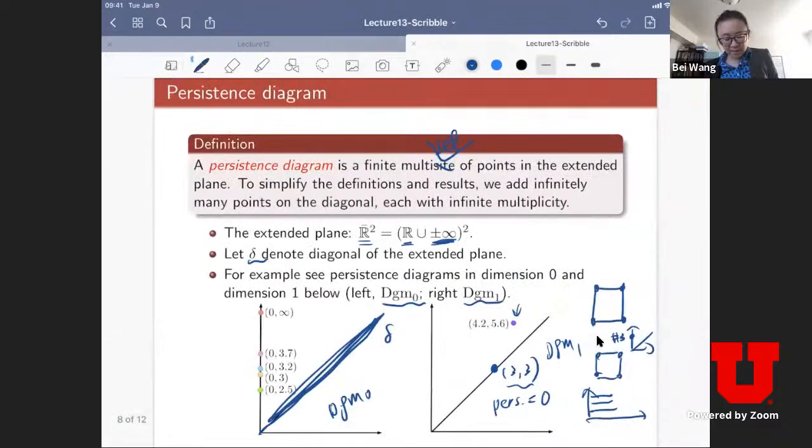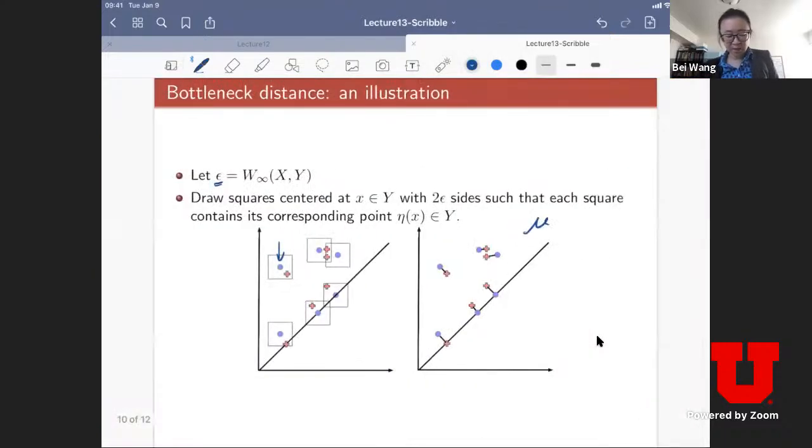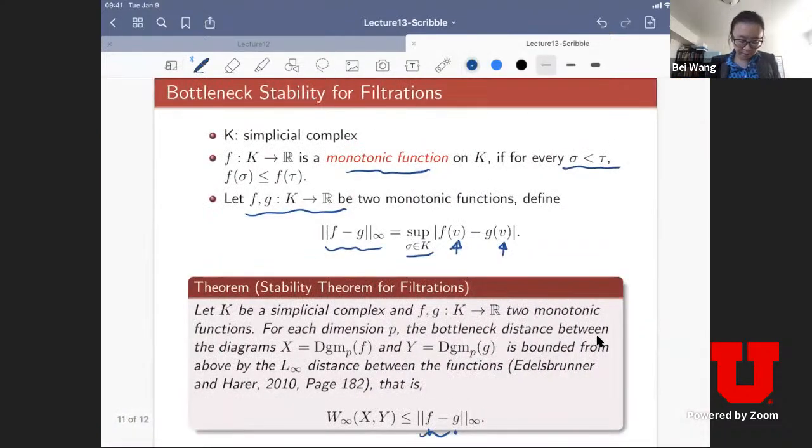So all that this first stability result is saying is that if I perturb my function by some epsilon amount, then my persistent diagram, measured by bottleneck distance, is only going to change by an epsilon amount.